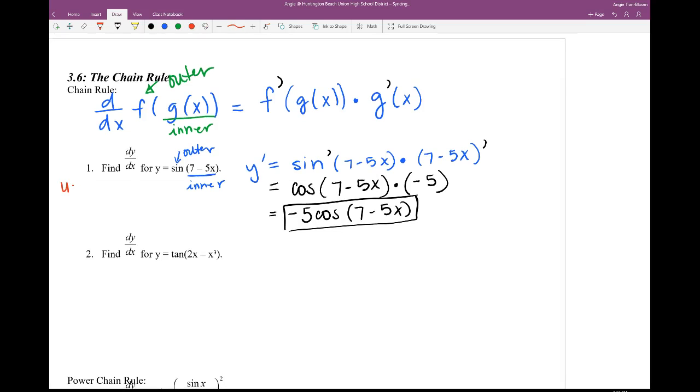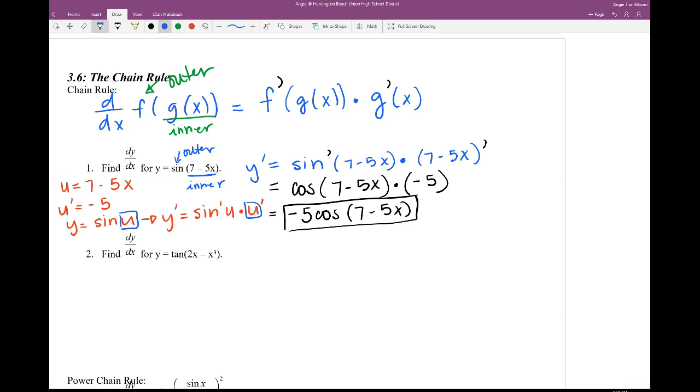Now, what would this look like if I were to use u? So we can go u equals 7 minus 5x. That means u prime is negative 5. And I can write y equals sine of u, right? Well, here's the tricky part. When you do y prime, then you have to do sine prime of u times u prime. This is the part where, because u is the inner, keep that in mind. U is the inner component. So you have to do the derivative of the outer times the derivative of the inner.